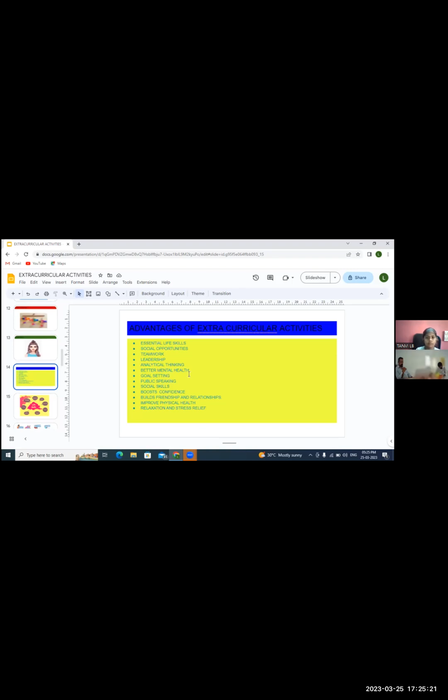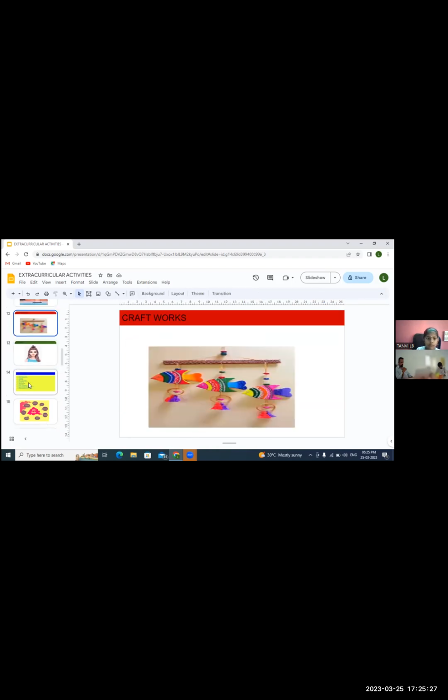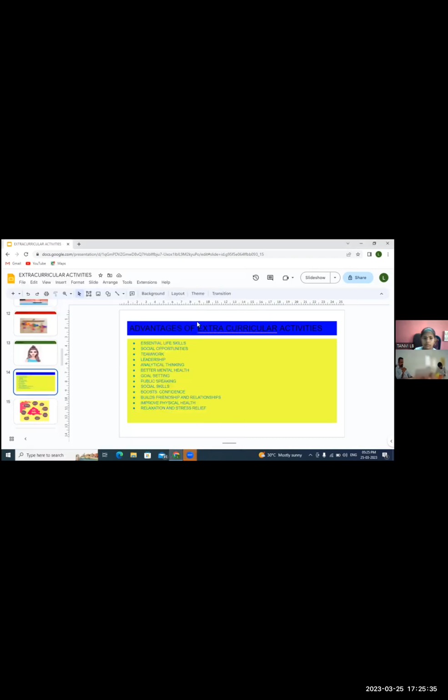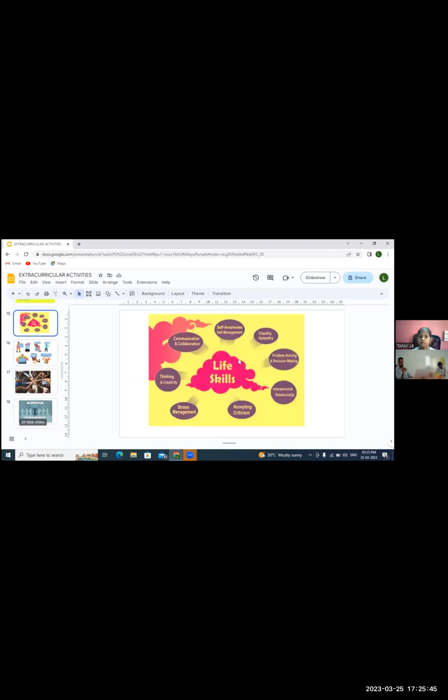Advantages of extracurricular activities. Can you explain some of these? I mean, you have essential life skills, then you have put up a slide for each and everything. Come to the life skills. The next slide. Come to the life skills. Slide number 15. Click on it. Can you explain this one more time?